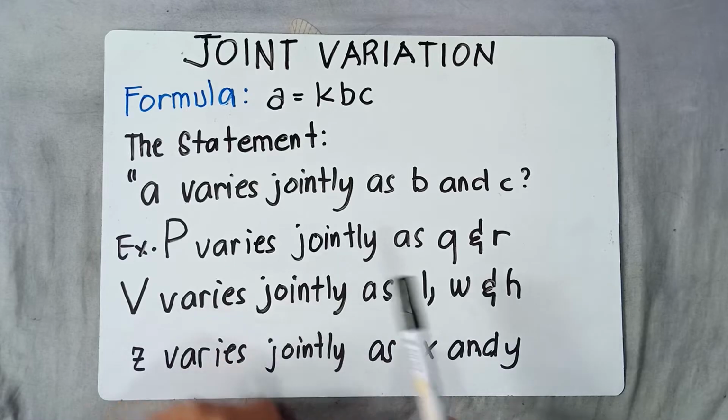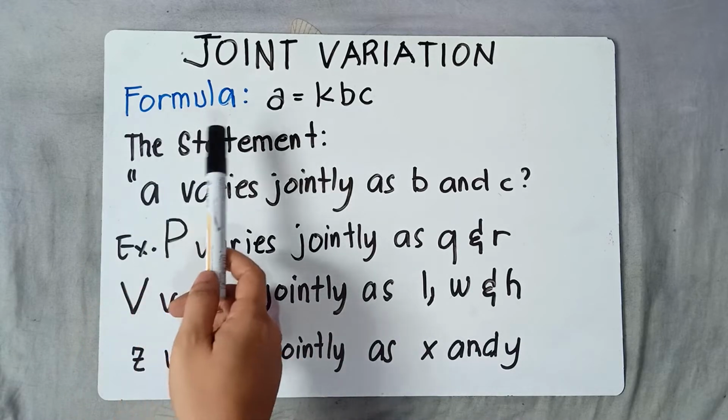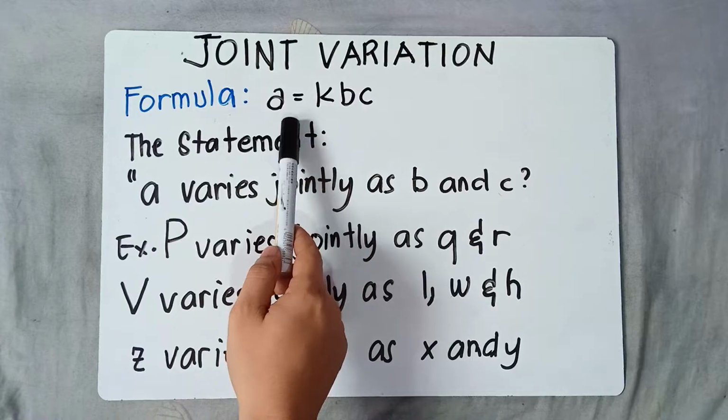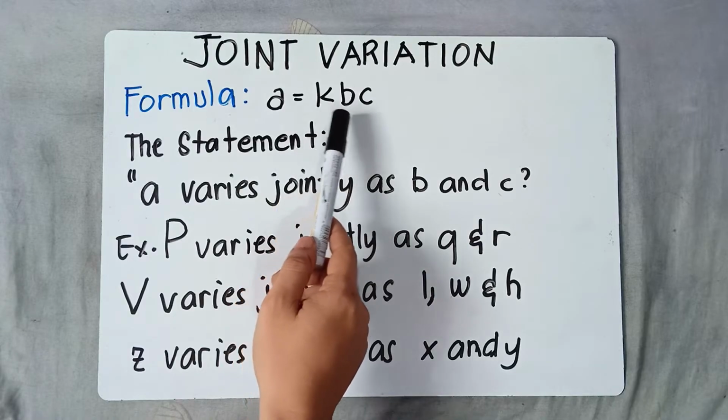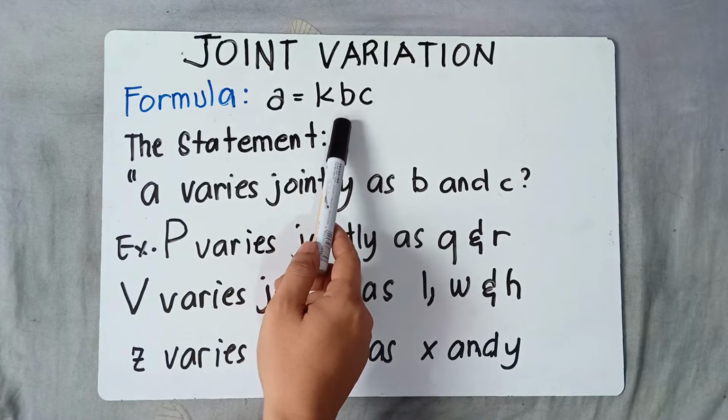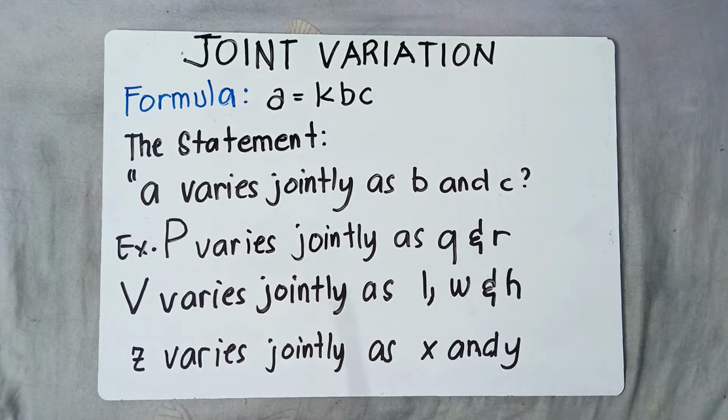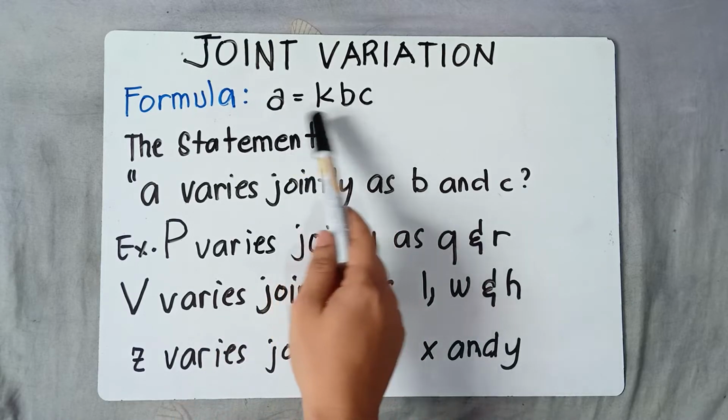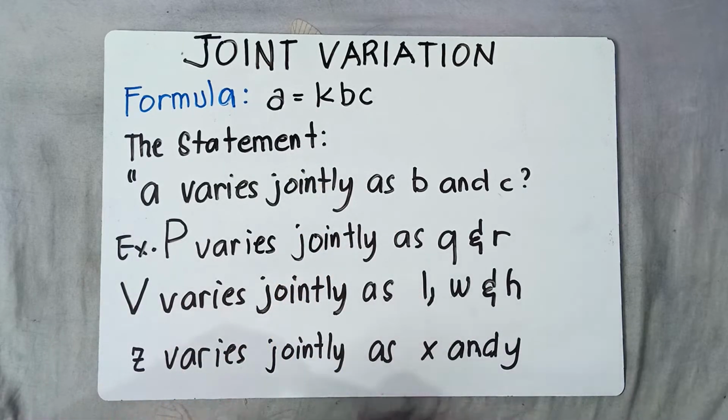So this is the formula in getting the joint variation. That is A equals K, where K here is constant, times B multiplied by C. In joint variation, you need to remember that there are 3 or more variables involved. You can actually use any variables if you want to. It depends on the statement.